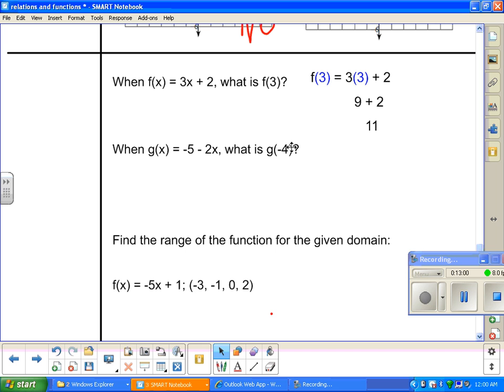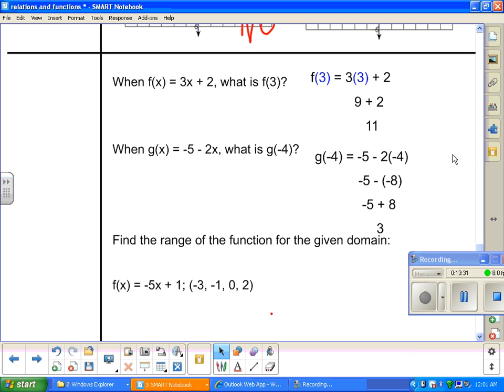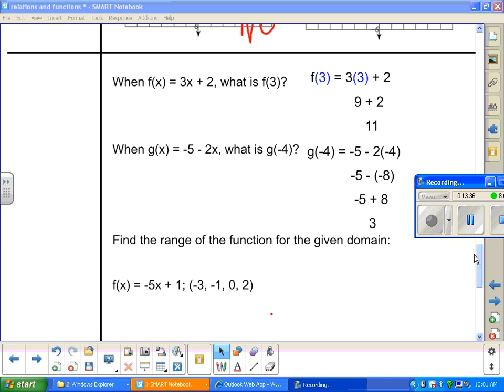You're going to do the same thing here. You're going to end up with g of negative 4 equals negative 5 minus 2 times, since x becomes negative 4. Order of operations says you multiply first. 2 times negative 4 is negative 8. Remember, 2 negatives make a positive, so I end up with negative 5 plus 8, which equals 3. Do the same thing down here.